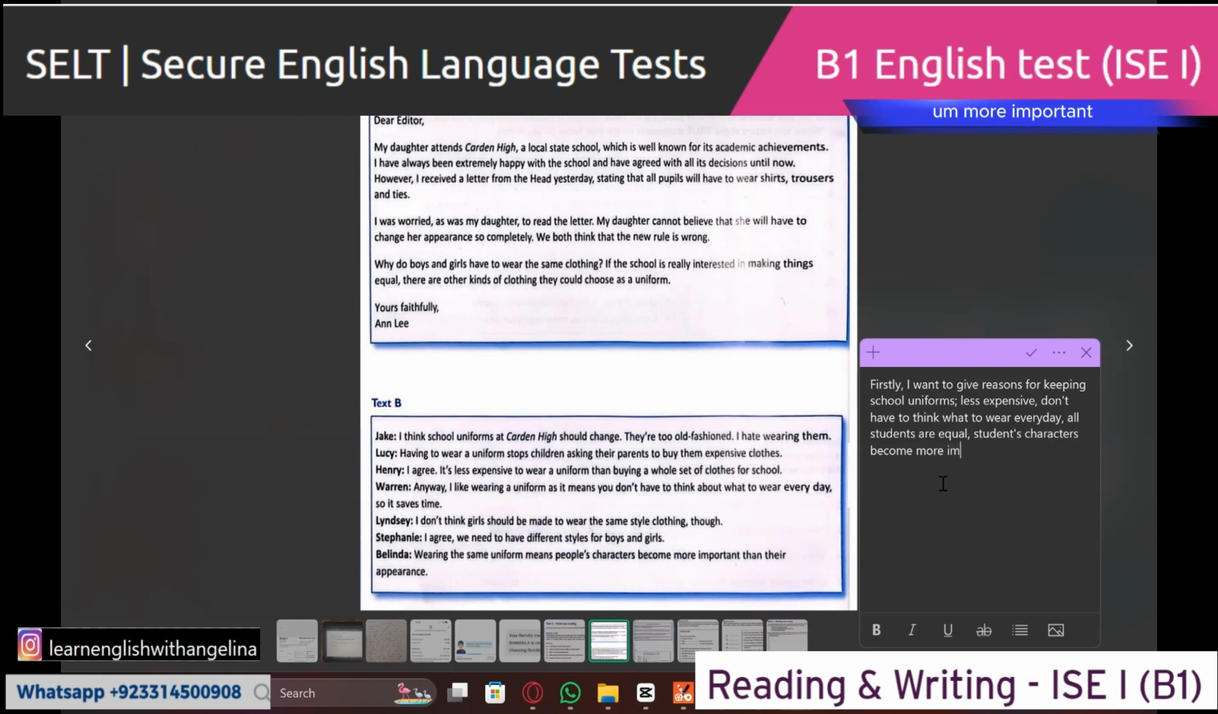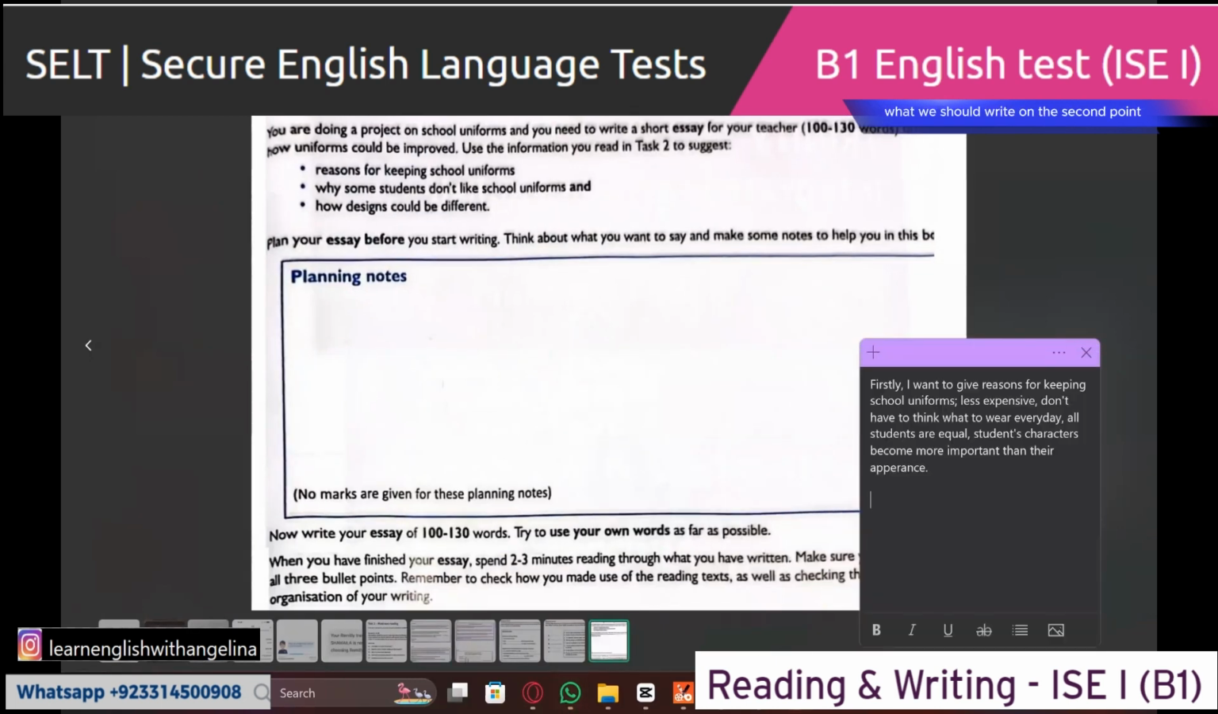You can change the word appearance to look if you know. More important than their appearance. If you want to write appearance, it's your choice. If you want to make it easier, go for the word look. Okay. Full stop. I don't think there's anything else. That's all we need. Okay, now what should we write on the second point?